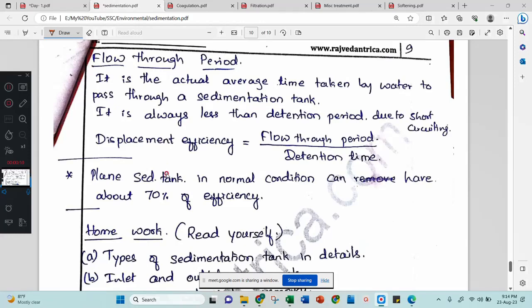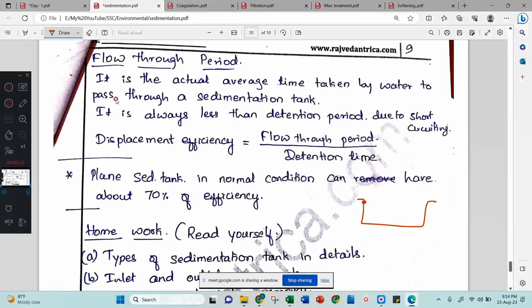Then flow through period. Flow through period means some particles will escape. That is studied. It is the actual average time taken by the water to pass through a sedimentation tank. It is always less than the detention period. Why? Because short circuiting will happen.